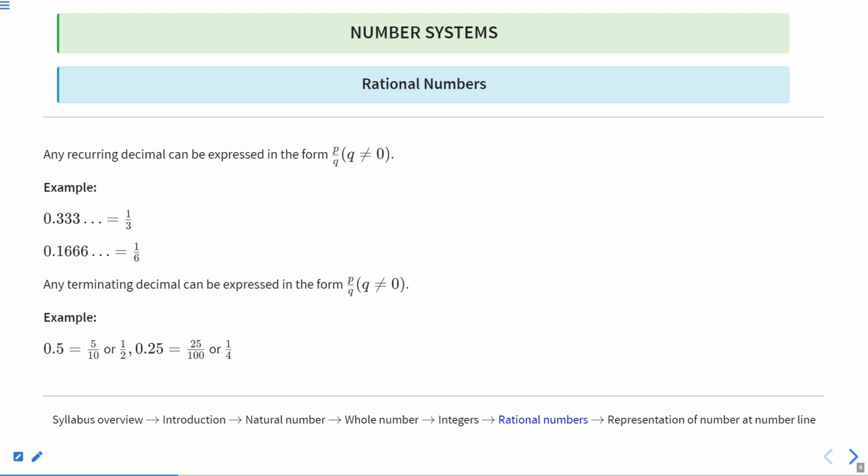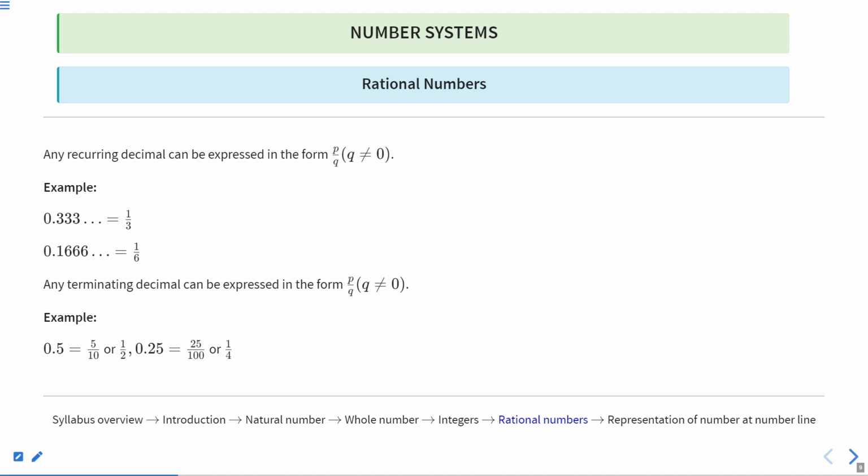That means this number 0.333... can be expressed in the form p over q, where p and q are integers and q does not equal 0. We can also write 0.1666... is equal to 1 by 6. Any terminating decimal can be expressed in the form p over q, where q does not equal 0.